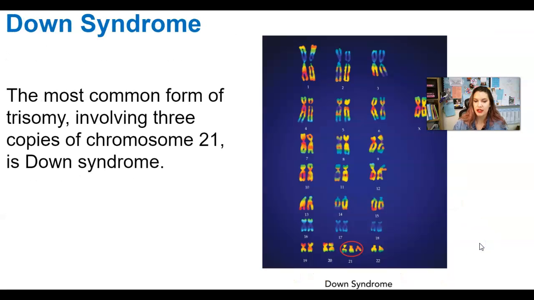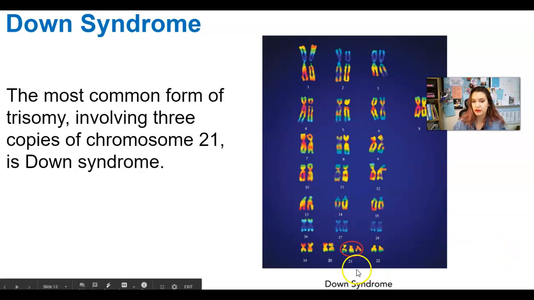Okay, and so what that ends up causing, typically, the most common one that we talk about is Down syndrome. The most common form of trisomy, and that's what Down syndrome is, a form of trisomy, involves 3 copies of chromosome 21. And you can see chromosome 21 right there. This would be a Down syndrome patient.